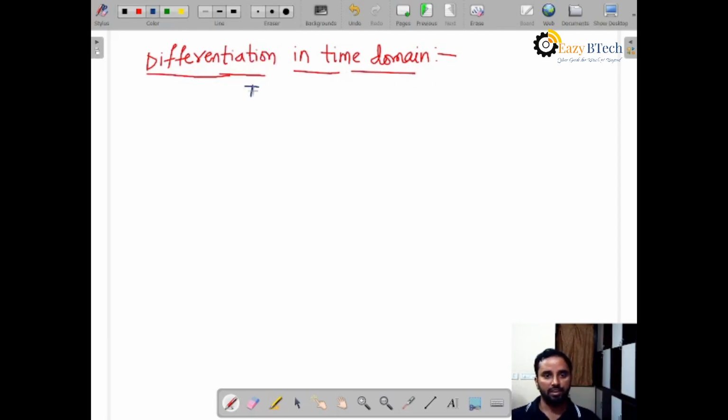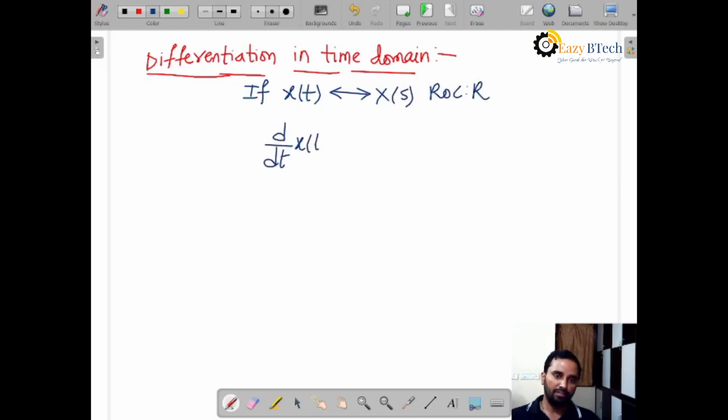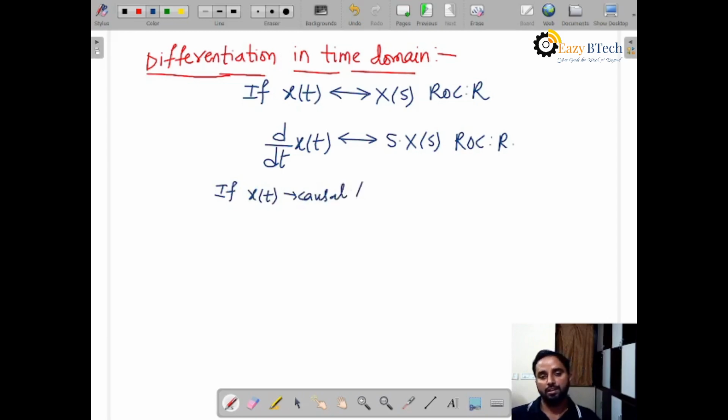What is the statement? If the Laplace transform of x of t is X of s, with ROC R, then differentiation in time domain means the Laplace transform of d by dt of x of t is s into X of s, with the same ROC R. If x of t is causal, what is causal? A causal signal means x of t is 0 for t less than 0.